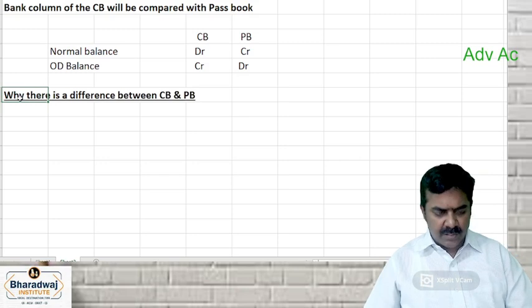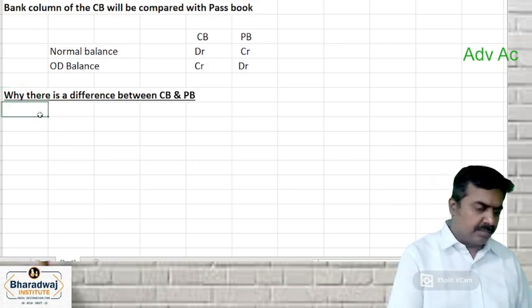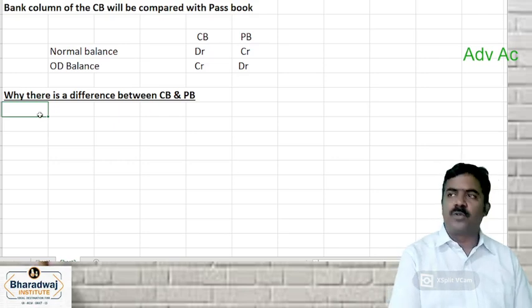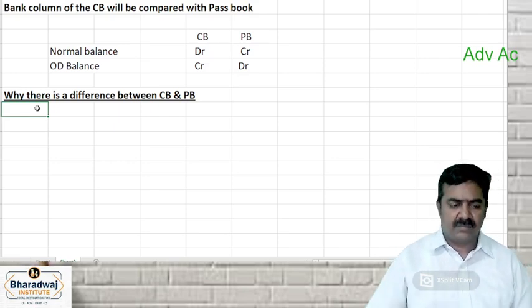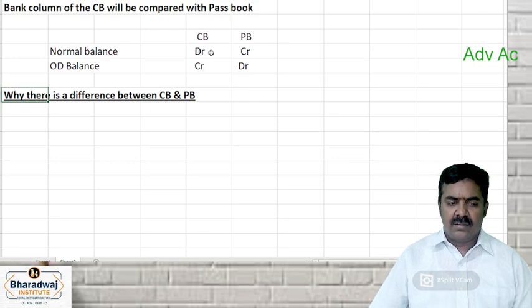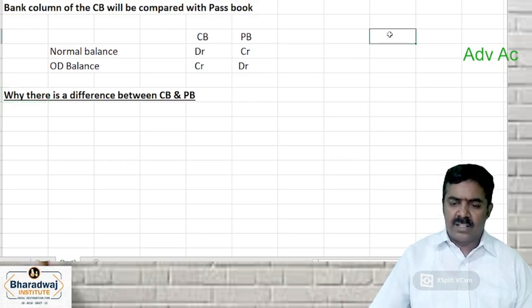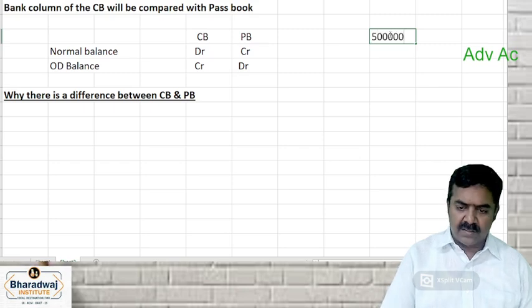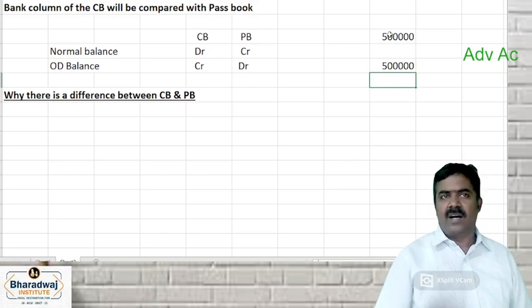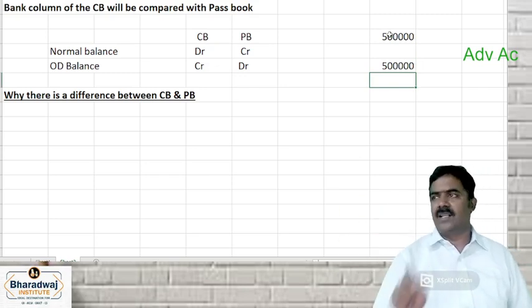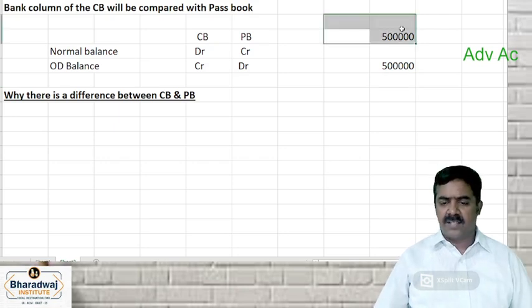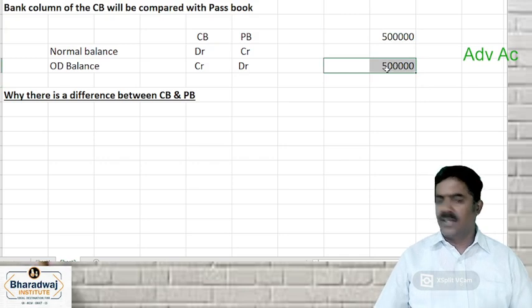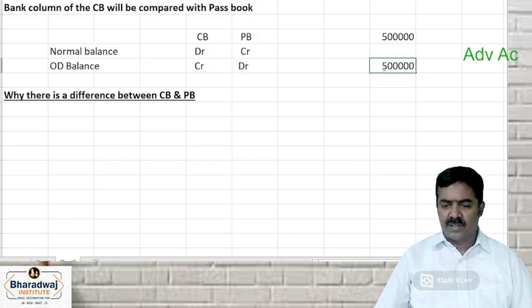Why is there a difference between the cash book and the passbook? For example, as per the customer record, the balance is 5 lakhs. Is it there in the bank or not? I maintain the bank column. I record all the bank collections and payments. Closing balance as per my record is how much? 5 lakh. Now the passbook balance should be what? 5 lakh. But the passbook shows a balance of only 4,50,000.